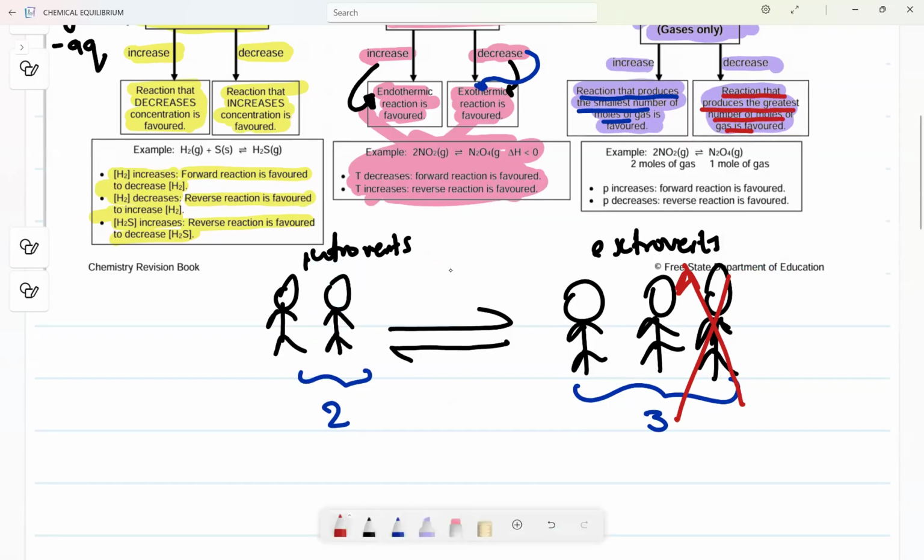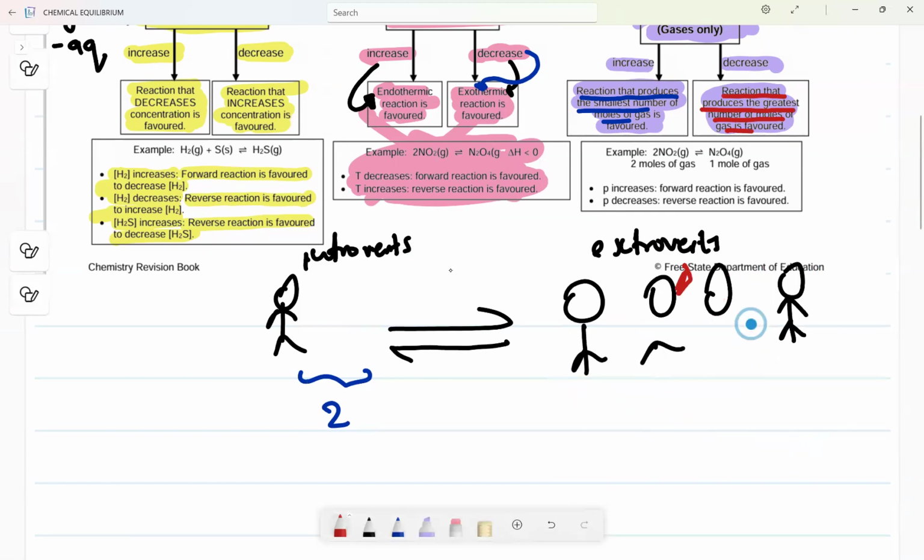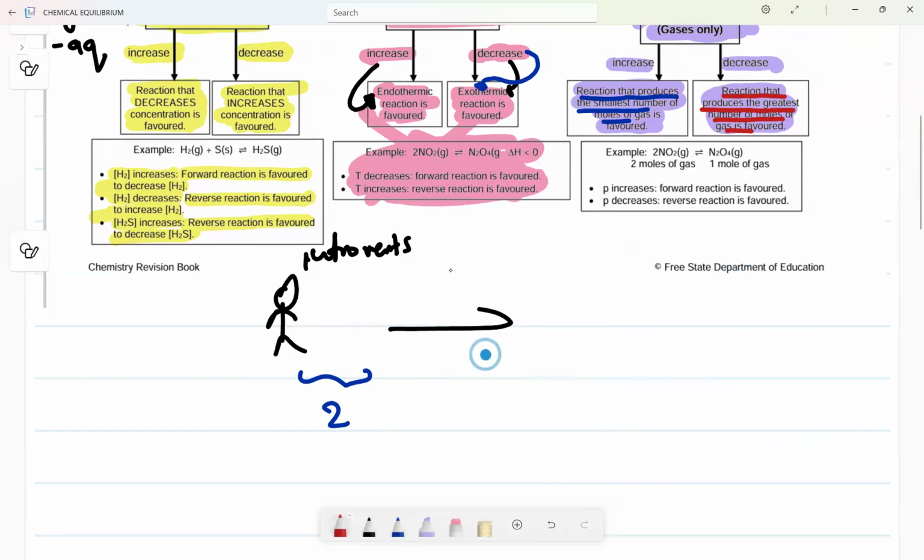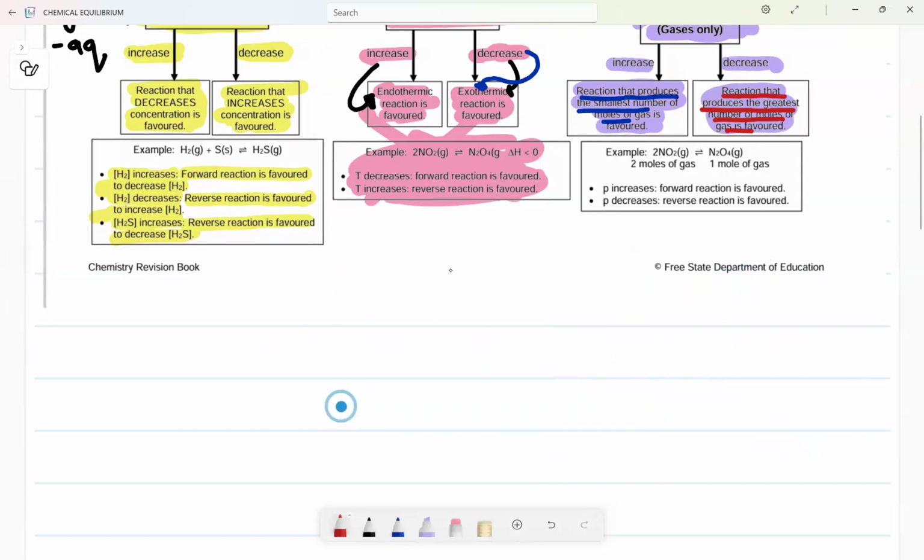Which one between the two favors produces greatest? It is this one, because can you see there are three? In this one, there are two. So we will favor the one that produces what? The more people, like that. Okay, yes. Now let me talk in terms of chemistry. Hopefully you have a better understanding.